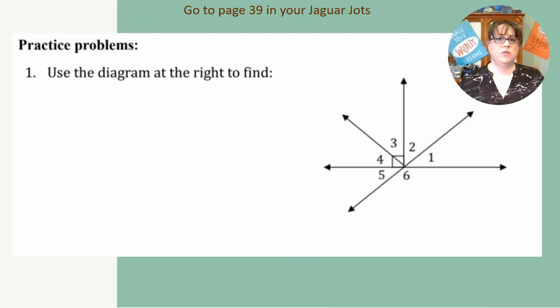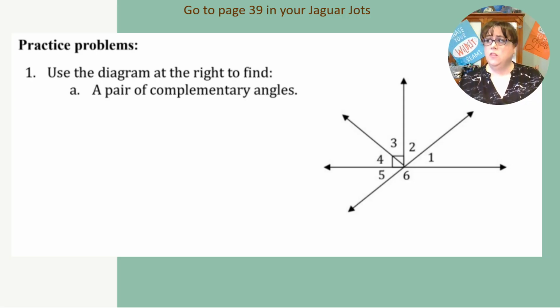So let's go to page 39 in your Jaguar charts, and let's use this diagram that we used in our previous notes to now answer some questions about complementary and supplementary angles. The first thing that we are going to do is we are going to name a pair of complementary angles. And remember, complementary angles mean that they equal 90 degrees.